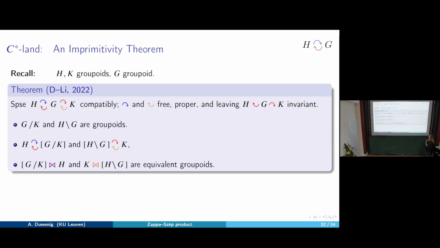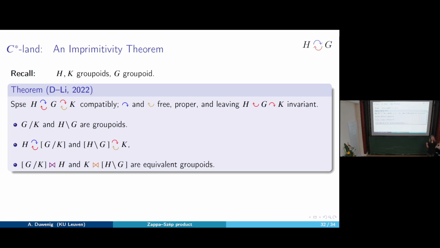Okay, so now let me remind you that in group land we had this nice little imprimitivity theorem. Here I had my two-way actions H and G and G and K, which are compatible, free, proper, and leaving the backwards action invariant. In that setting, I got that the quotients are actually groupoids. I got that on these quotients I have compatible actions so that I can look at their Zappa-Szép product. And I had that the Zappa-Szép products are actually equivalent groupoids, and in particular their C-star algebras are therefore Morita equivalent.